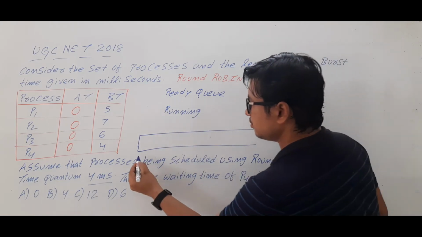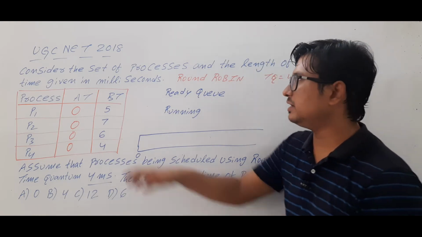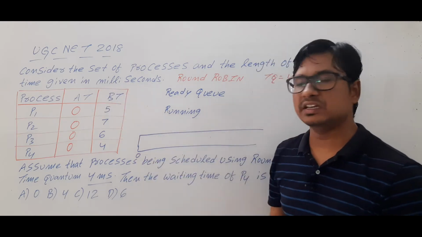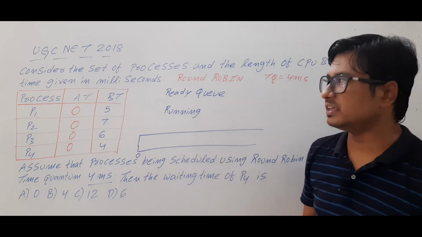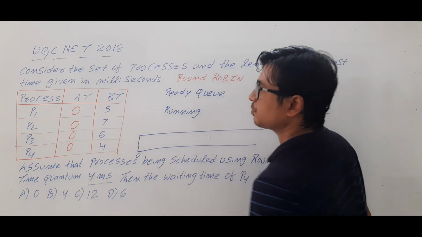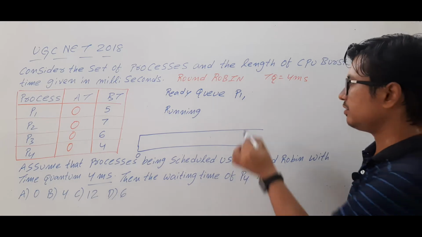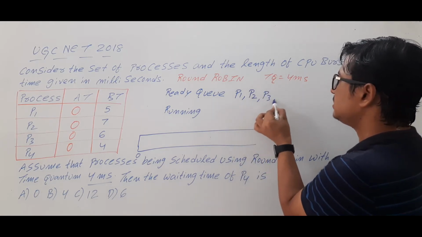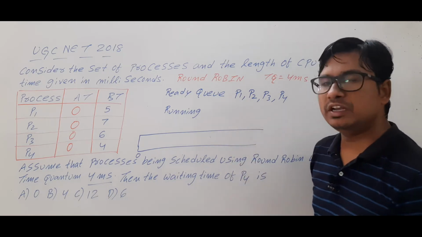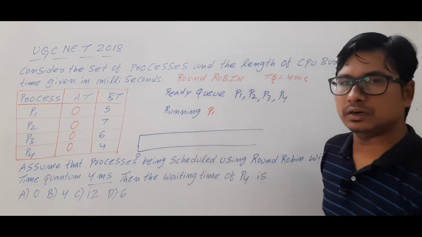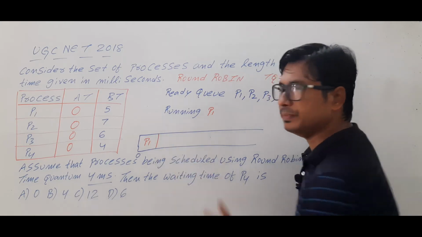Now look here. At 0 milliseconds, always the Gantt chart will start from 0 units of time. Here the unit of time is milliseconds, so I am considering it as 0 milliseconds. At 0 milliseconds, what are the processes in the ready queue? There are 4 processes because all the 4 processes arrived at 0 milliseconds and the order of arrival is P1, then P2, then P3, then P4. As process P1 has arrived first, it will be dispatched to the running state. Process P1 is in the running state at 0 milliseconds.